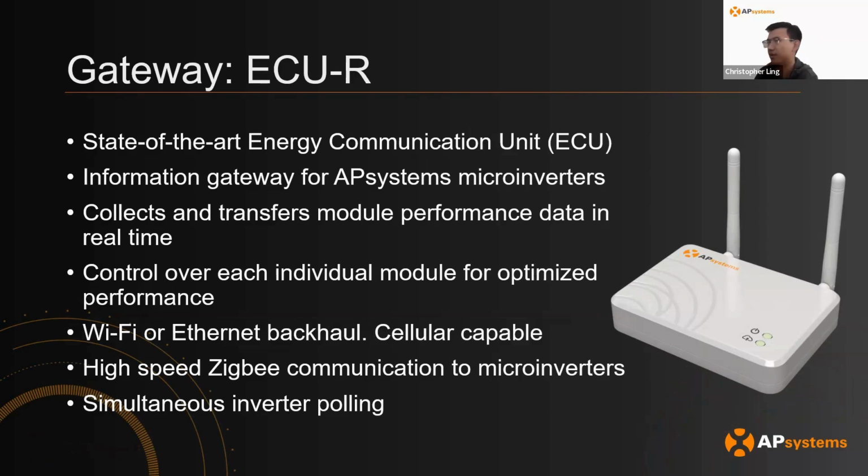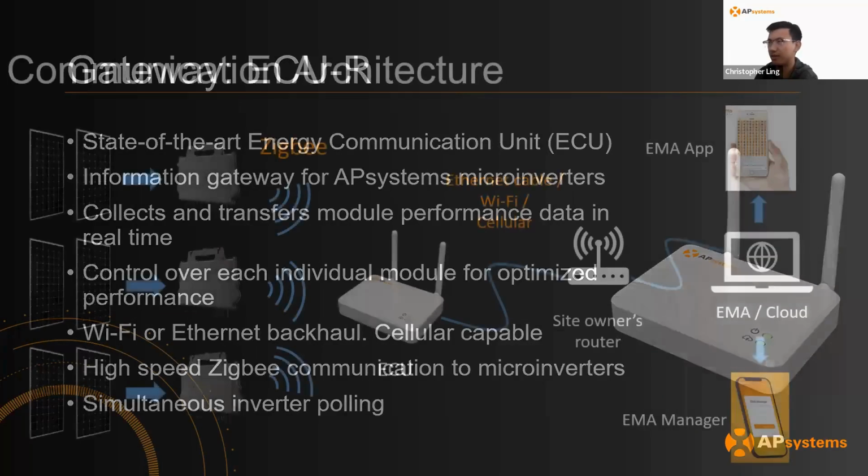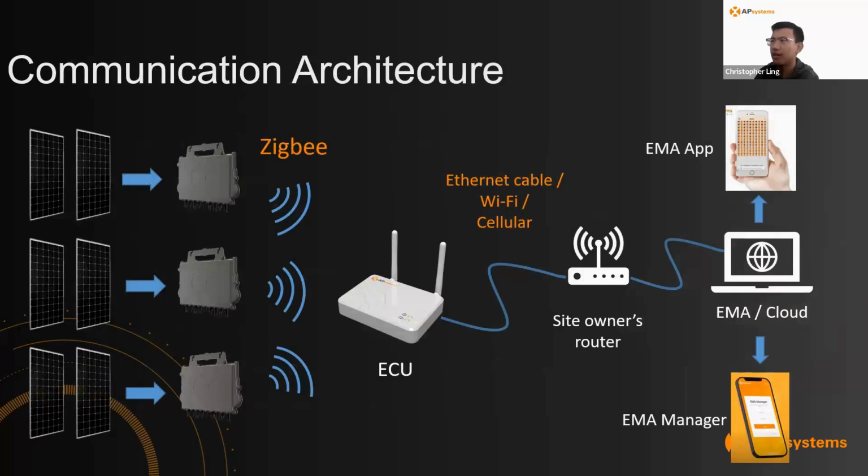It looks like a very simple router, and it uses a wireless protocol called Zigbee to communicate with the microinverters. We usually say like 150 meters is a good general rule of thumb in terms of distance between the ECU and the microinverters.